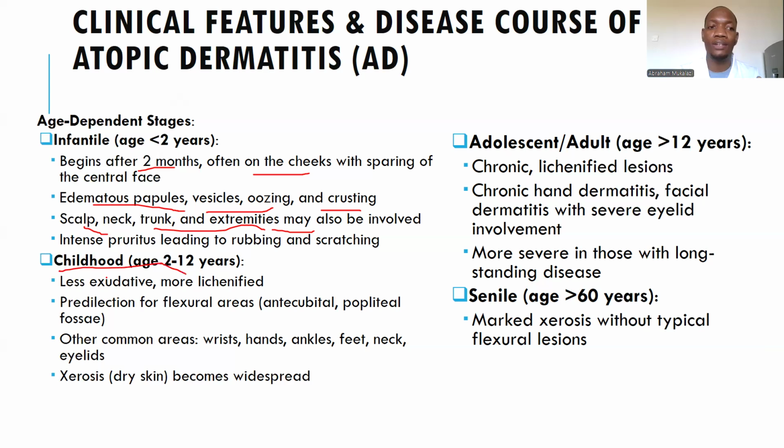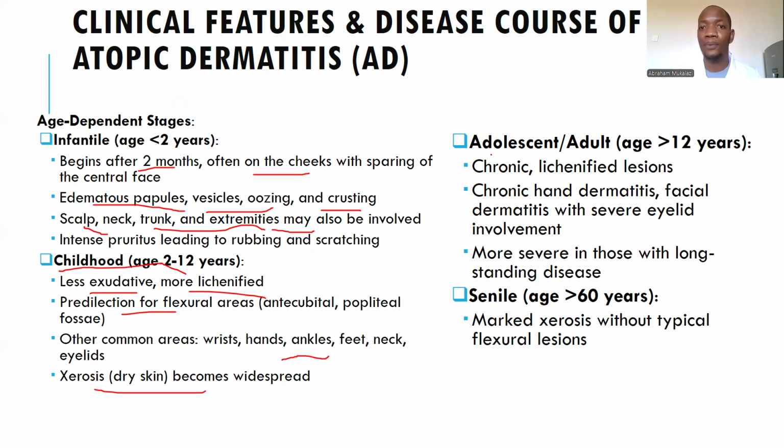So in this case, this is a little bit more or less exudative as compared to the infantile type. And this one shows more lichenification, and it loves the flexural areas, the antecubital fossa, the popliteal fossa, and that is the typical morphology of atopy in this particular age group. And then other sites it also loves the wrists, the hands, the ankles, the feet, the neck, and most of the times, these children will also have very, very dry skin, what we call xerosis.